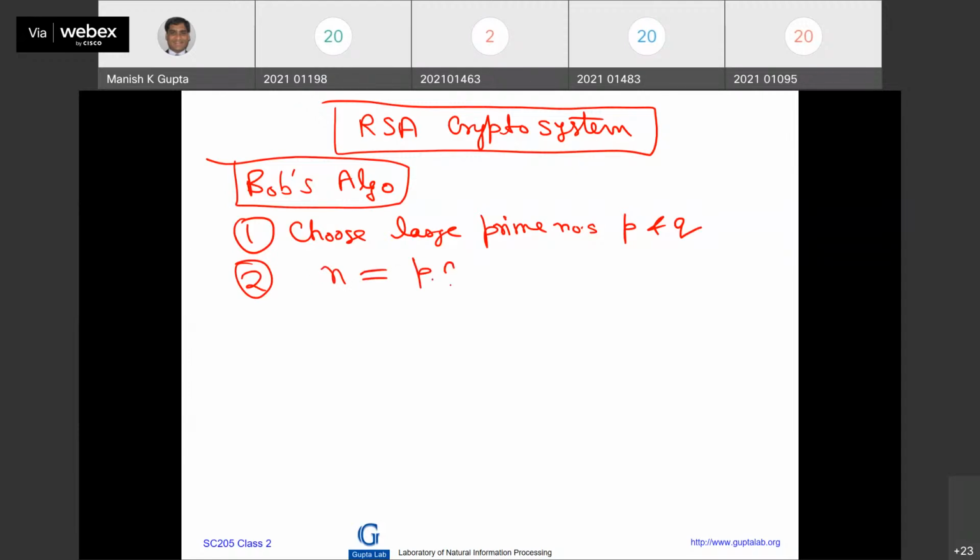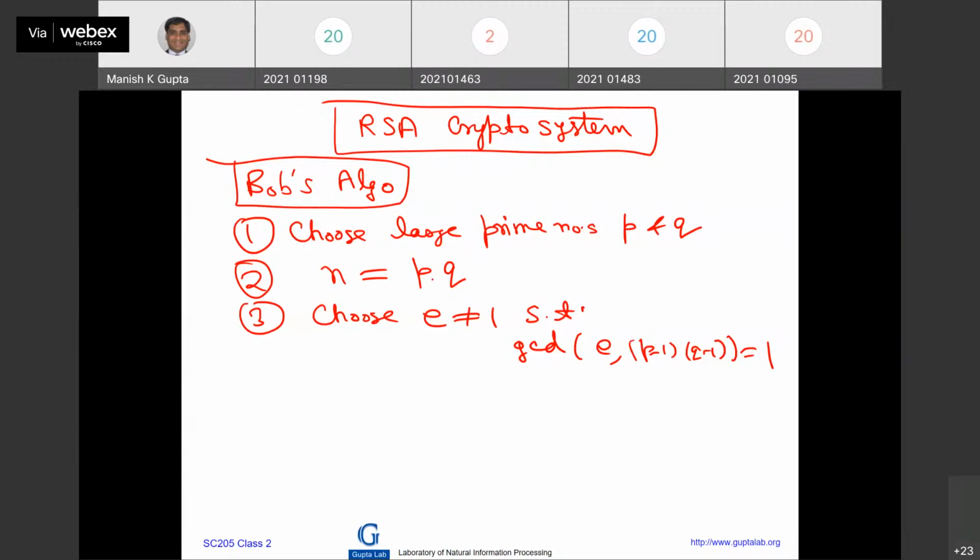Compute n is equal to P into Q. So Bob is doing all these things. Choose two large prime numbers, P and Q. Compute the product, n is equal to P into Q. Now third, choose a number E not equal to 1. This is known as the exponent, such that GCD of E and P minus 1 into Q minus 1 is 1. Bob is choosing a number E such that GCD of E and P minus 1 into Q minus 1 is 1.